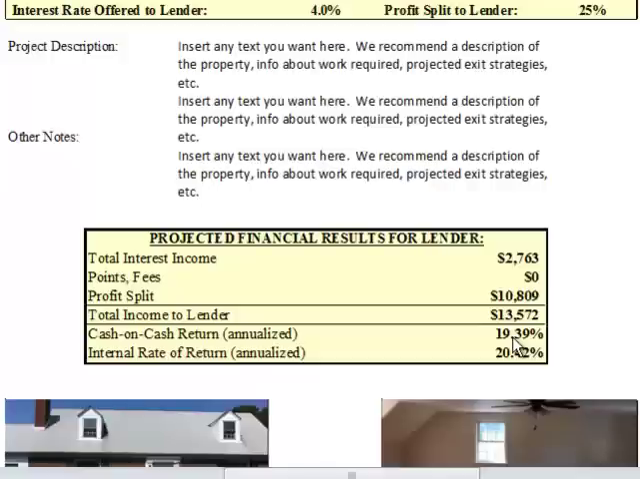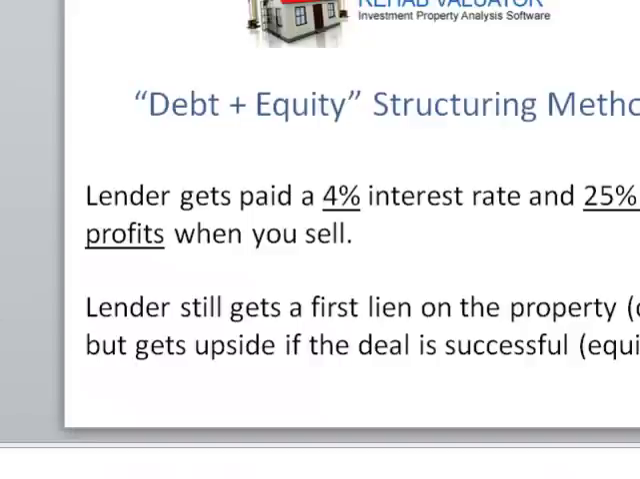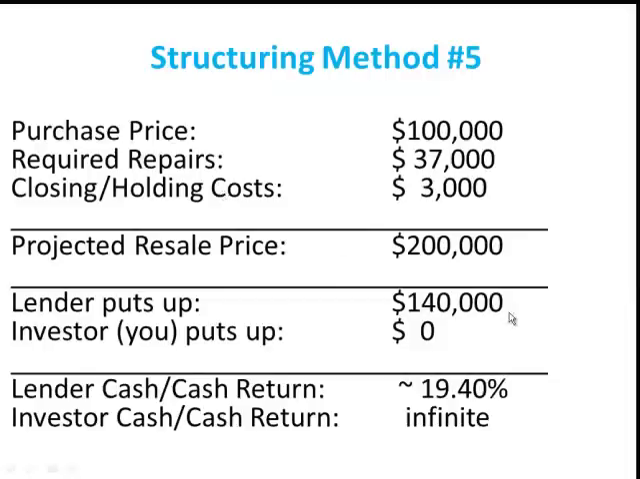Now your lender is effectively your joint venture partner, right? They're happy. You're happy because you got the deal funded. You didn't have to put up any money, and you've made a nice big profit. Everybody wins. All right, let's go here. Boom. Again, lender puts up $140,000. You put up zero. Lender makes almost a 20% cash-on-cash return. And your cash-on-cash return is infinite. Right? Everybody wins. Your lender, or let's call him your partner now, is happy. You're happy. Boom. Let's do the next deal.